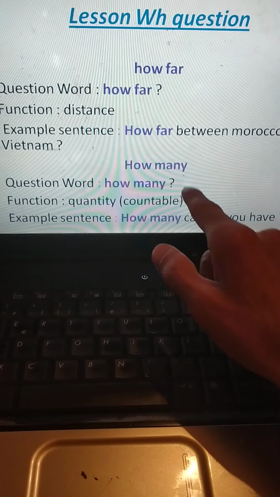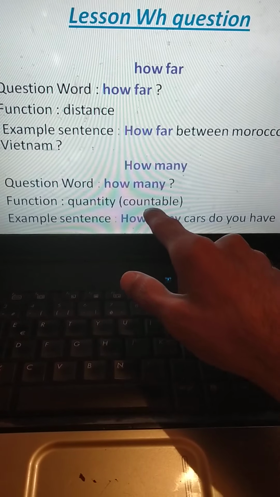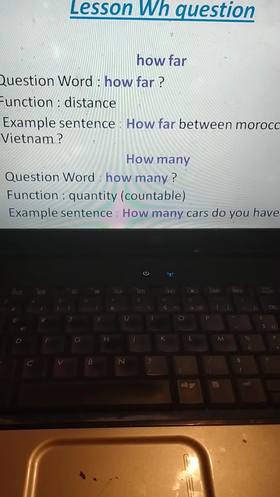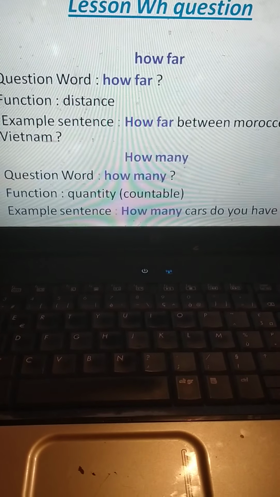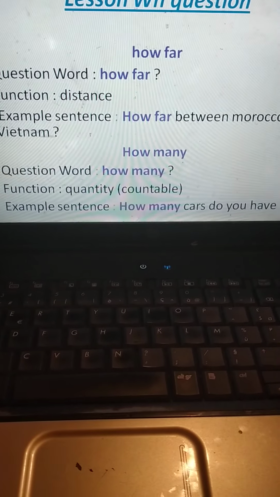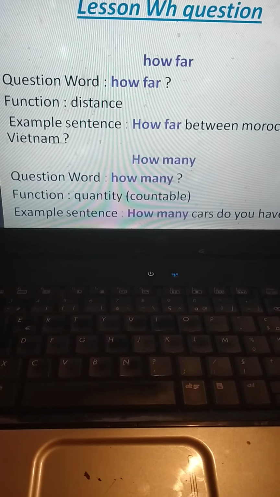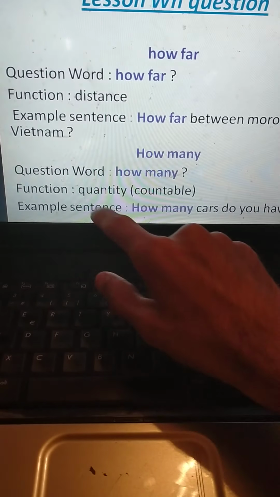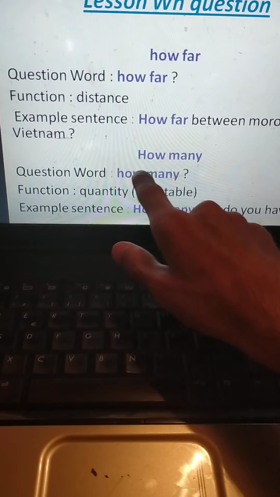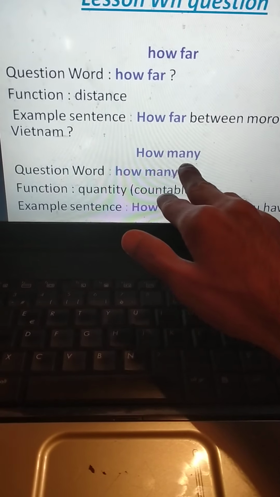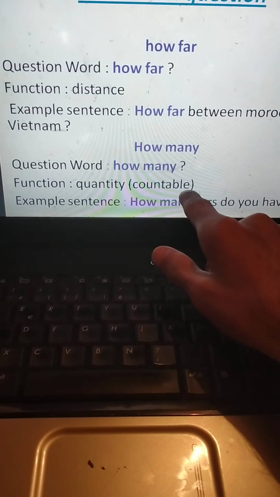How many? We use how many for quantity of countable nouns, because in English we have countable nouns and uncountable nouns. We will study this in the next video, inshallah. So the question word is how many. What is the function of how many? The function is quantity, countable.